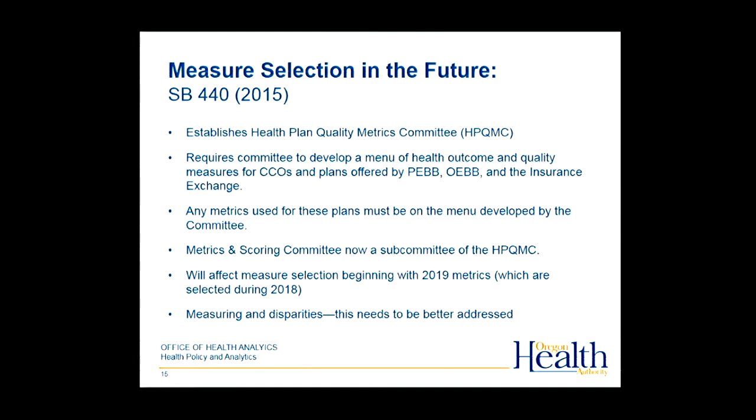One of the new twists that we have for measure selection occurred when the legislature in their wisdom passed a new bill. It's referred to here as Senate Bill 440. I can't remember what the statute numbers are because there's like 9 or 10 numbers associated with it. I can't even remember my phone number. Anyway, they established what was called the Health Plan Quality Metrics Committee.